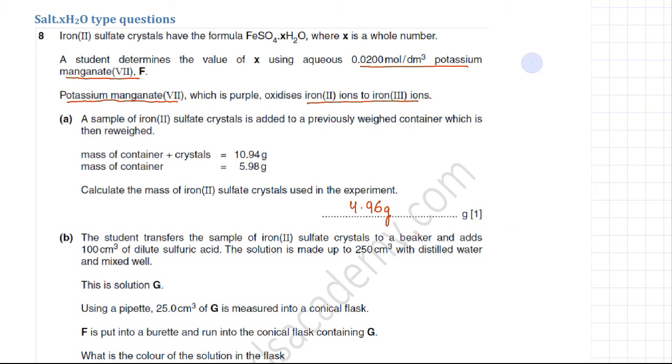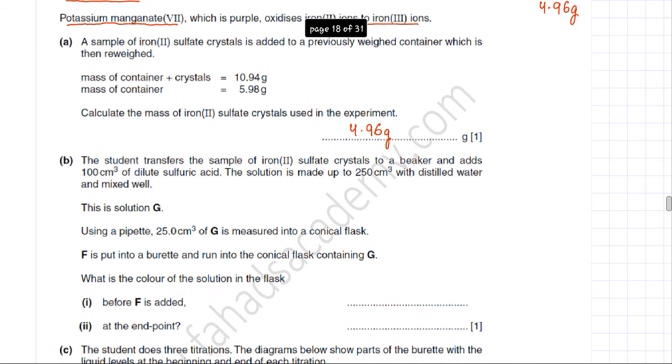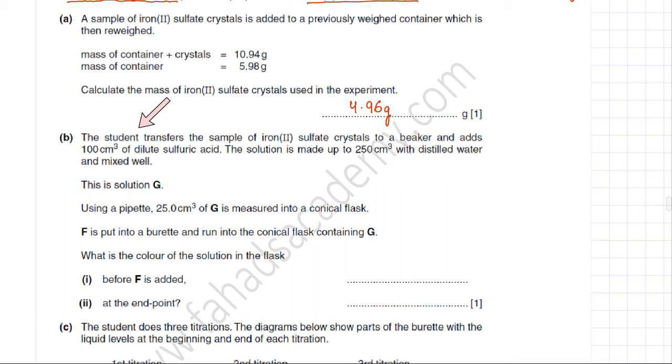So that is going to be the mass of the crystals of FeSO4. Let's write that down as well. The original hydrated crystals of FeSO4.xH2O have a mass taken in the experiment of 4.96 grams. In the next part B of the question, we are told that the student transfers the sample of iron 2 sulfate crystals to a beaker and adds 100 cm³ of dilute sulfuric acid. This solution is made up to 250 cm³ with distilled water and is mixed well.